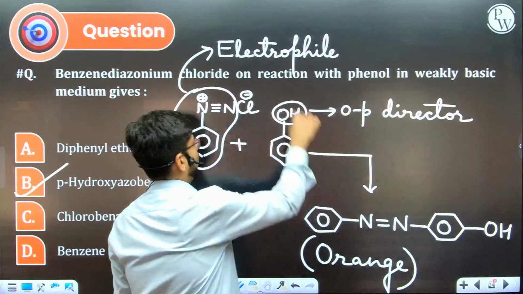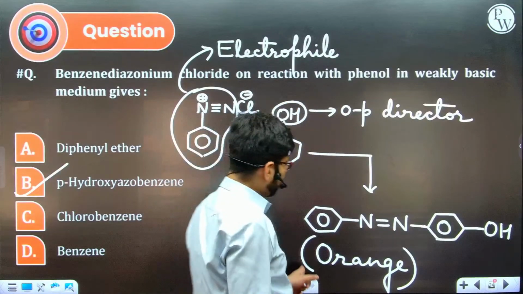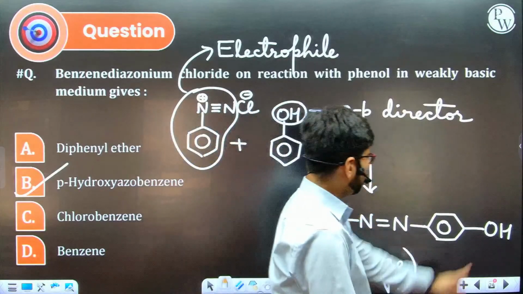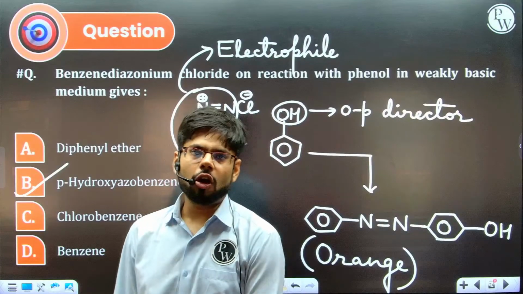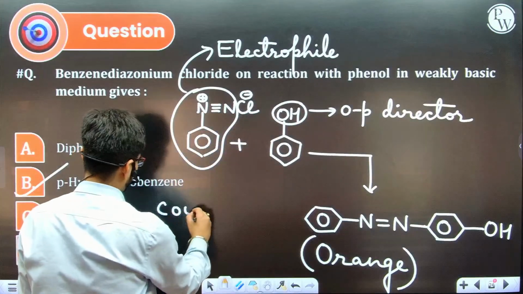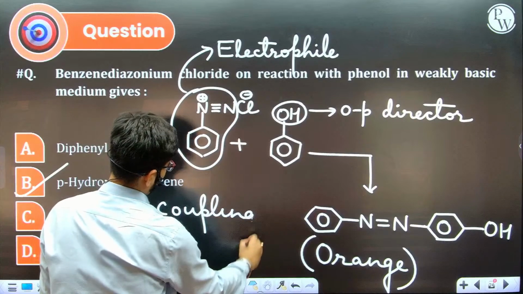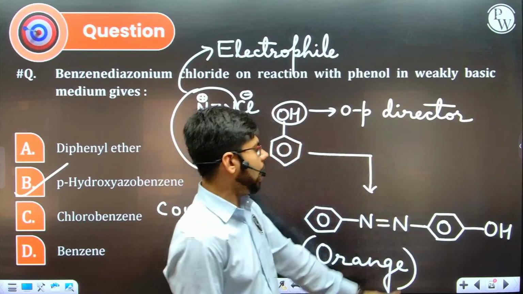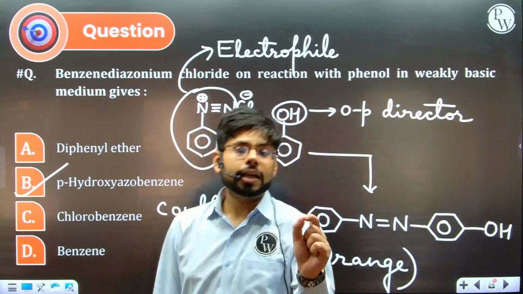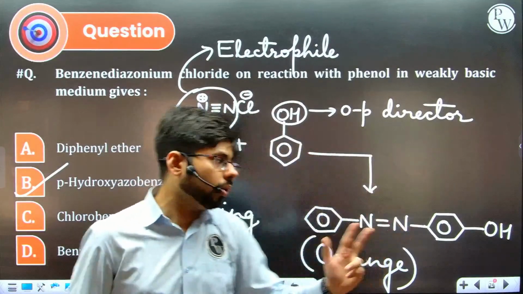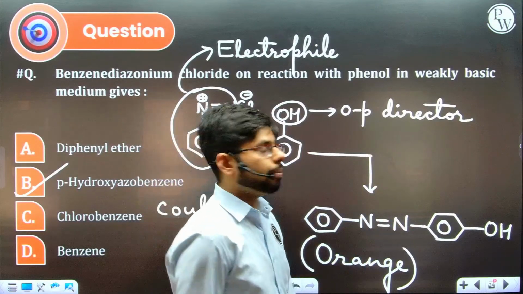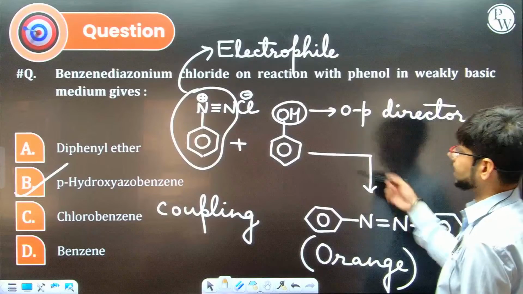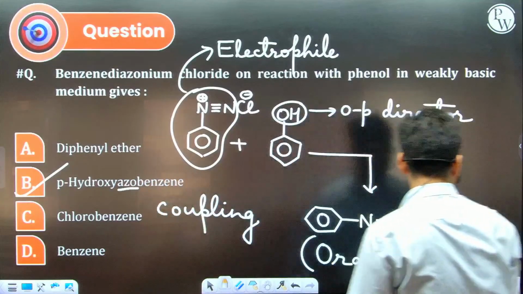In place of phenol you can take NH2, that is aniline, and you will get a yellow colored compound that is called para aminoazobenzene. So instead of OH, NH2 will be there. These are called coupling reactions. So keep in mind, instead of phenol, if we take aniline, there also coupling will happen, and we'll get a yellow colored compound, and that will be called para aminoazobenzene. This is called para hydroxyazobenzene. Azo means N double bond N.